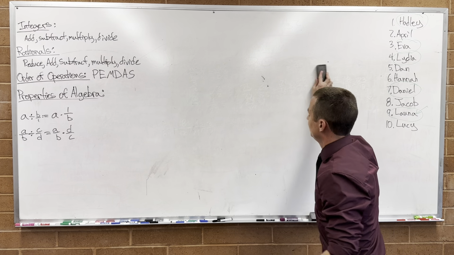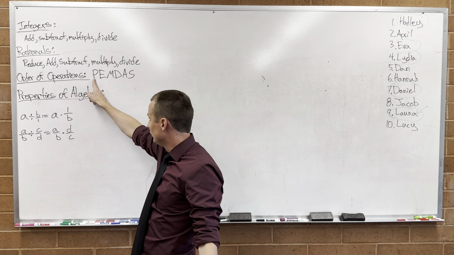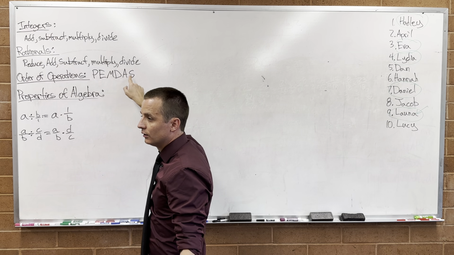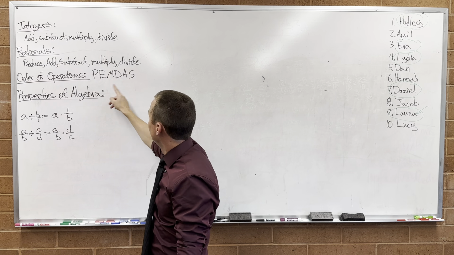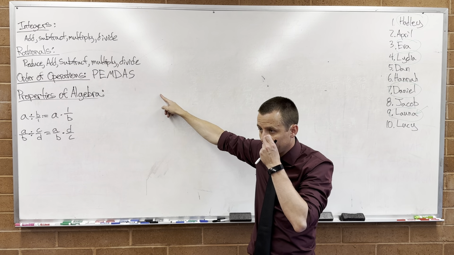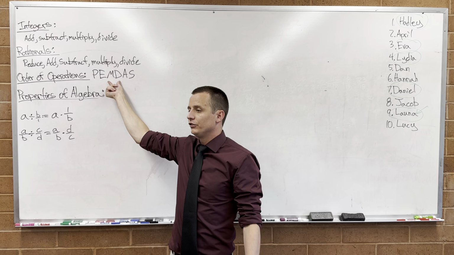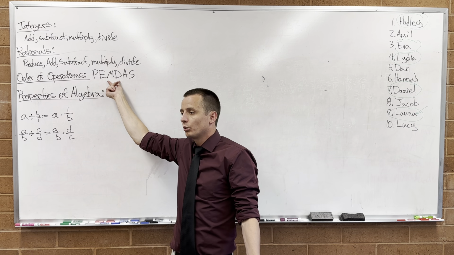Parentheses. Well, you tell me what they each stand for. Parentheses, exponent, perfect. That's the order of operations, the order you do things. Do whatever's in the parentheses first, then your exponent. Then multiplying and dividing, really the same thing, so it doesn't really matter which order you do those in.